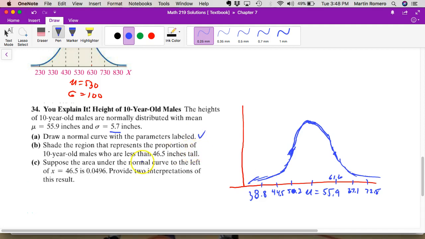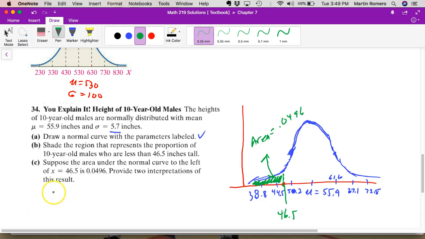Shade the region that represents the proportion of 10-year-old males who are less than 46.5 inches tall. So now I know 46.5 is somewhere right there. Let's change the color. Right there is 46.5. Shade the region that represents the proportion that are less than. So all of these people here are less than 46.5 inches tall. Suppose this area, let's say that area in green, is equal to 0.0496. What does that mean?